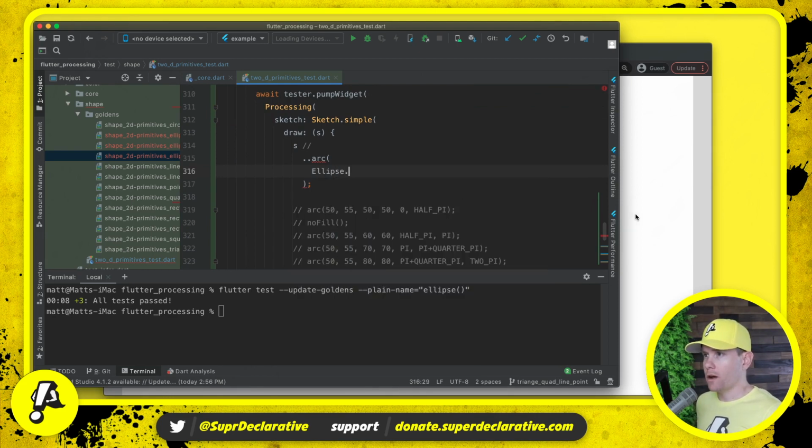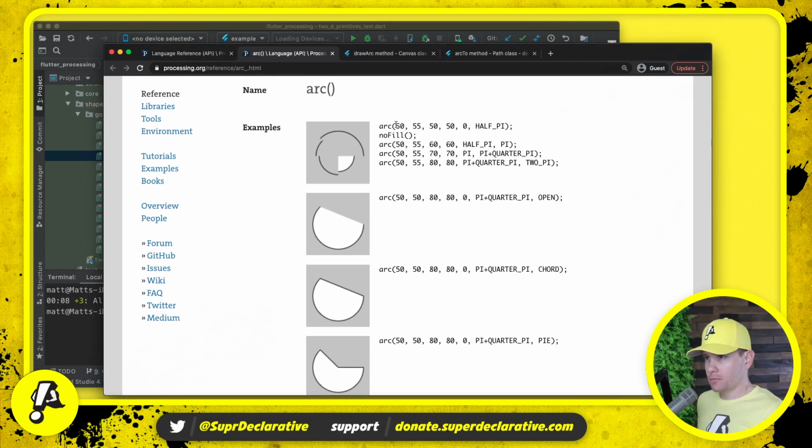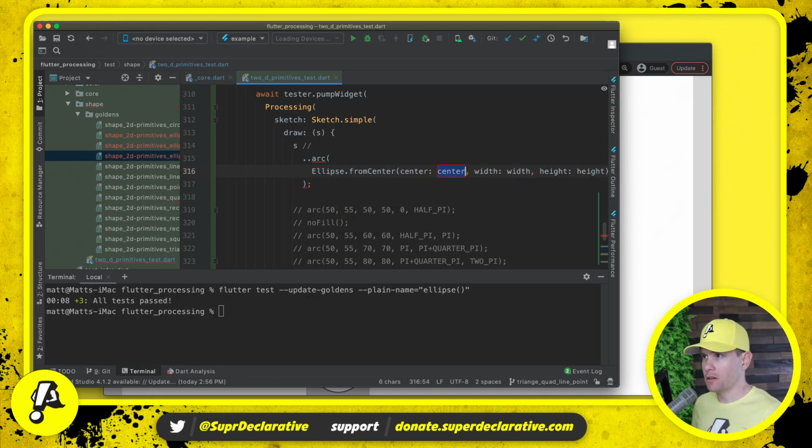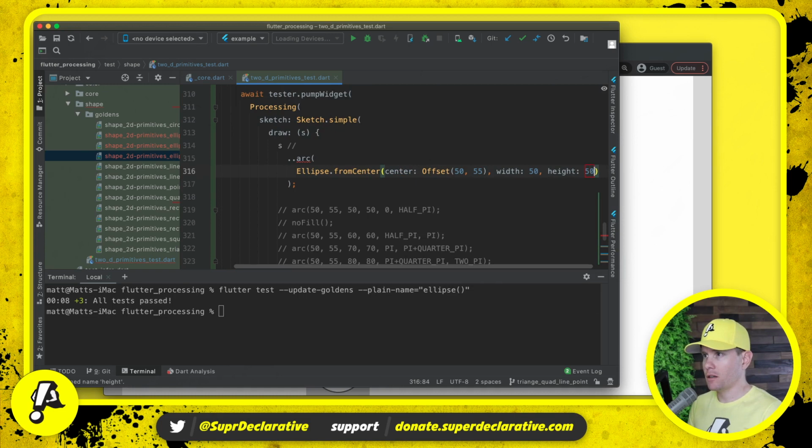Now let me go see what form this is using. So 50, 55. I believe the form this is using, this is the X and Y of the center of the ellipse, followed by the width and the height. Not the radius, the width and the height, I believe. Although, no, I think that's right. Because 80 would be the largest one here. That looks about right. We want ellipse from center. The center in this case is 50, 55. The width is 50. The height is 50.